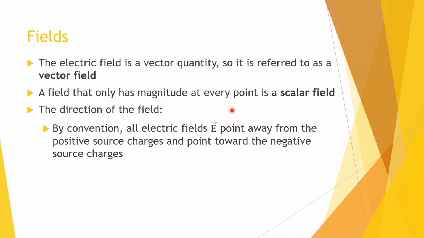Now, a field that only has magnitude at every point is a scalar field. Okay, we're not going to deal with those right now. We are focusing on vector fields, but just note that they do exist. Now, the direction of this vector field: by convention, we say that all electric fields E point away from the positive source charges and point toward the negative source charges. We will get a little bit more into that when we start drawing these out. But just know that the field points away from positive charges and toward negative charges.